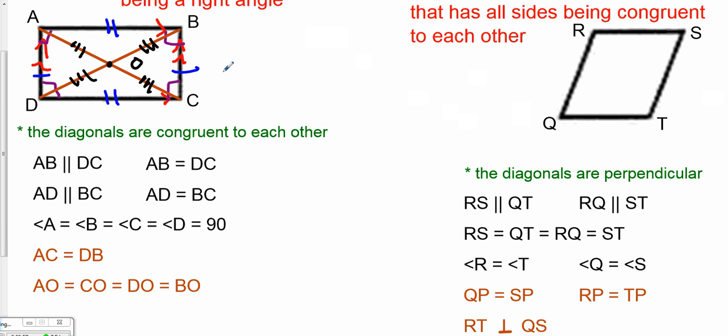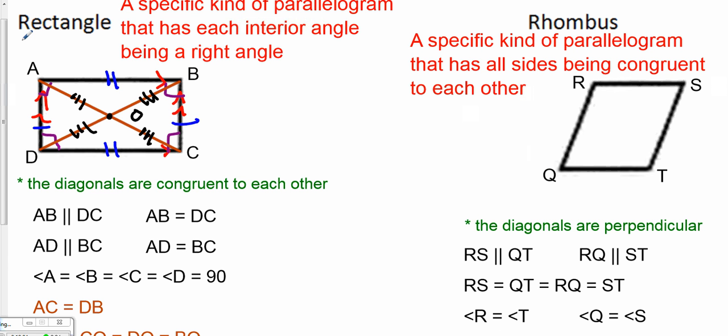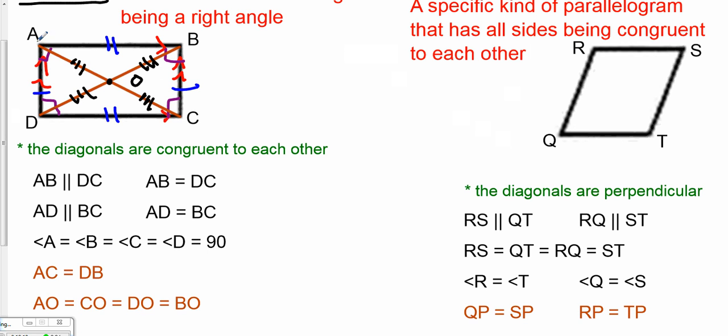A lot of information is given here just by them saying this figure ABCD is a rectangle. Then we can say for sure all of this information has to be true. We don't have to prove it. We can just say that's the definition of a rectangle.